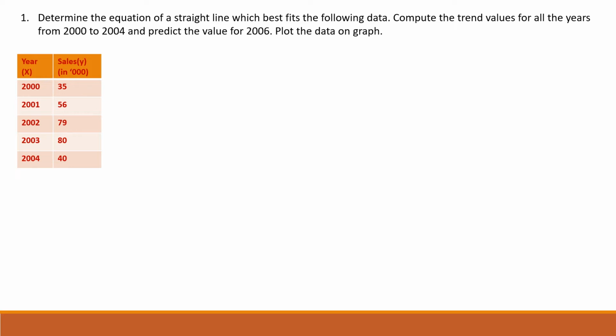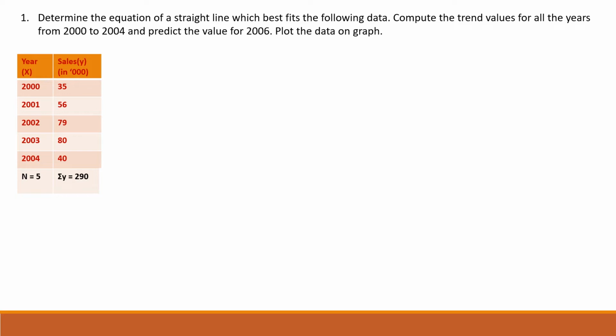Here in this problem they provided year, which should be represented as x, and sales in thousands, represented as y. So first, n equals 5, that is the total number of years is 5. Summation y equals 290, that is the sum of the y values: 35 plus 56 plus 79 plus 80 plus 40 equals 290.